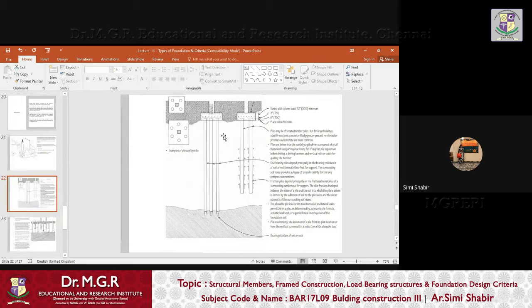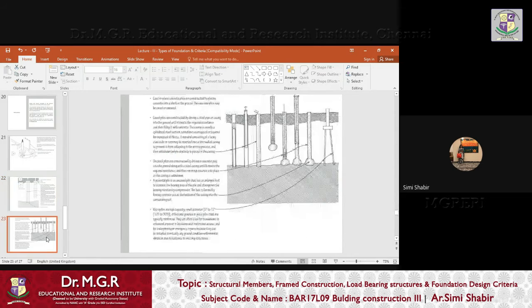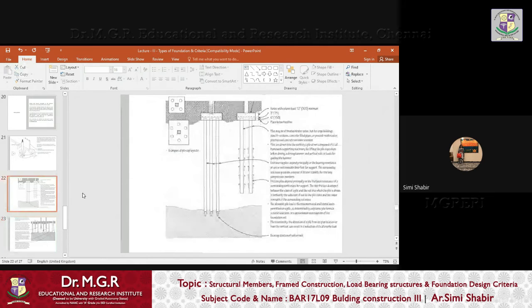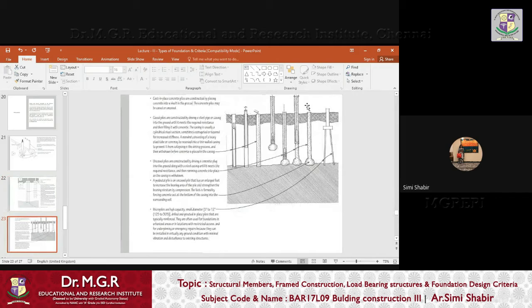Now here again you have the pile cap, the column, and the long slender piles driven until the bearing stratum of the soil is reached. Here you can see the different types of piles that are used. Okay, so here you can see the uncased piles, the cased piles, the filled piles, the cast in place concrete piles, the micro piles, pedestal pile, etc. All kinds of piles.